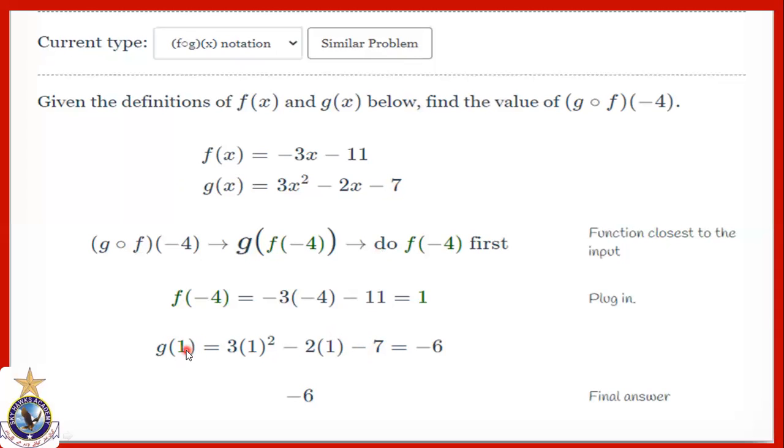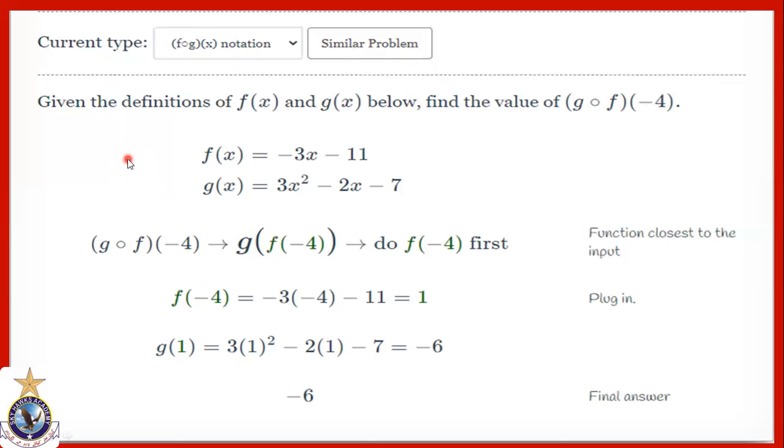So now we have g at 1. Actually, this is g of f of x. After solving this, it becomes minus 6. So minus 6 is the final answer. Is there any confusion about the solution of this problem? No, not really. Okay. I am sure that you can solve more than 101 questions of this type. Is it true? Yeah. Okay.